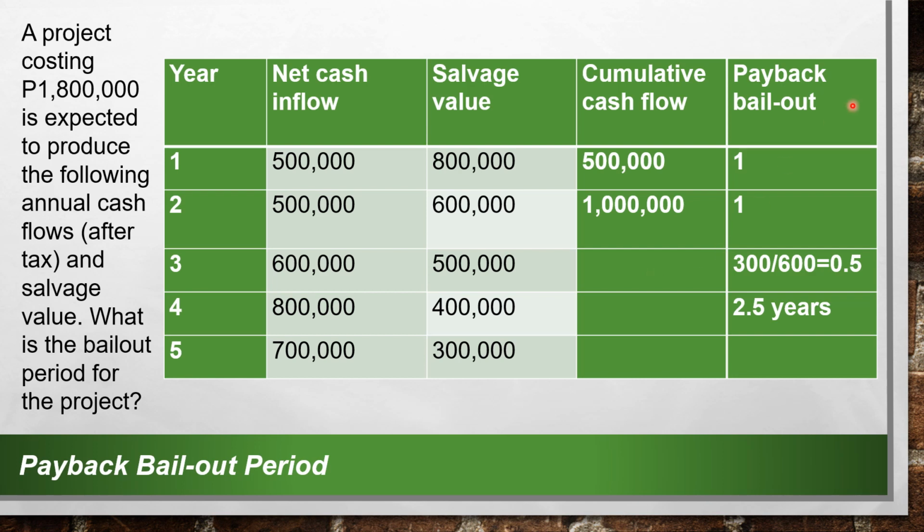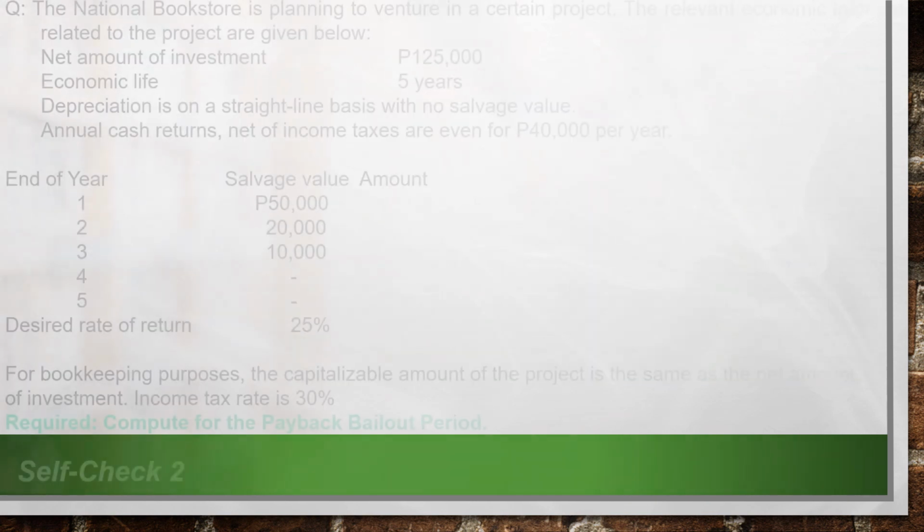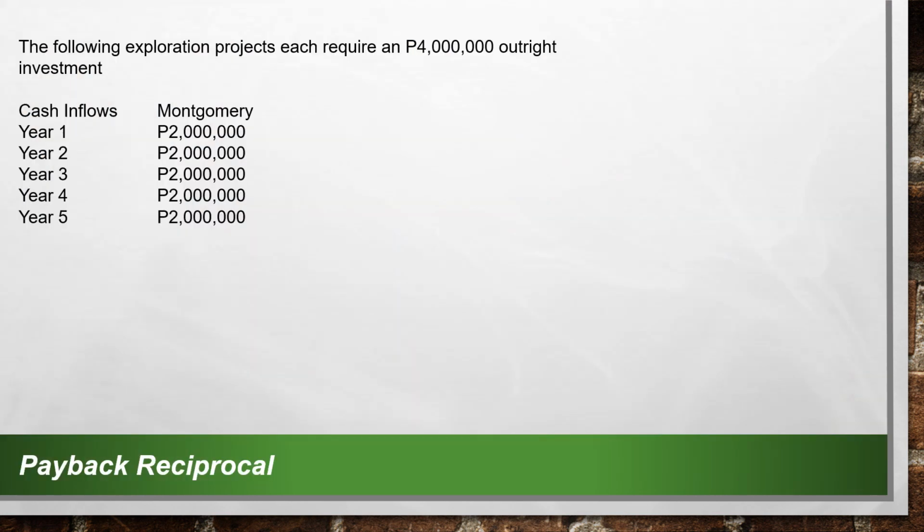Okay, so as you can see here, payback period 1, 2. So here for the third year, 1 million plus 500,000, so 1.5, so 300,000 divided by 600,000, 0.5. So 1, 2 plus 0.5, so 2.5 years. So this is now time for self-check question number 2.